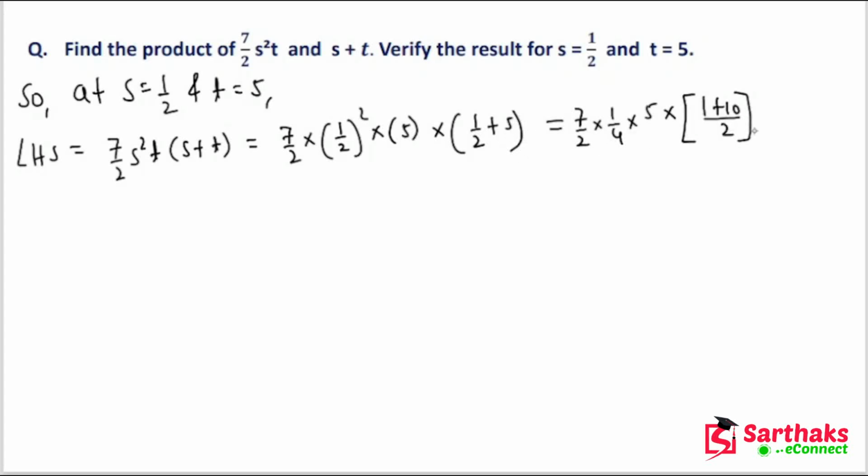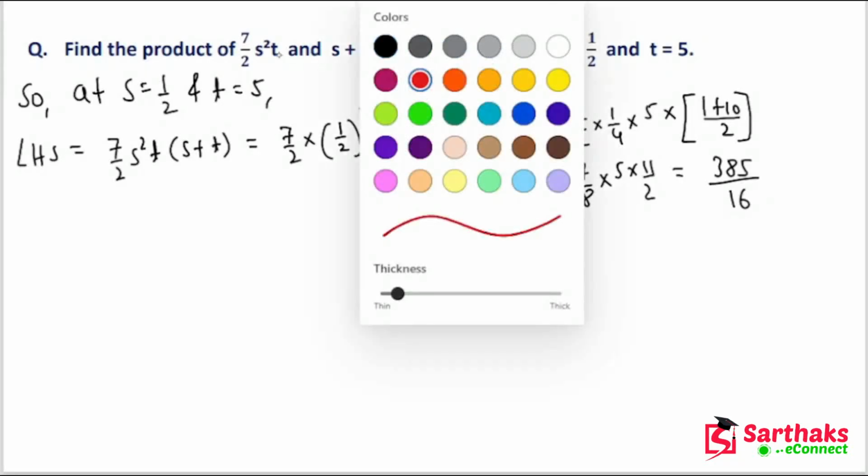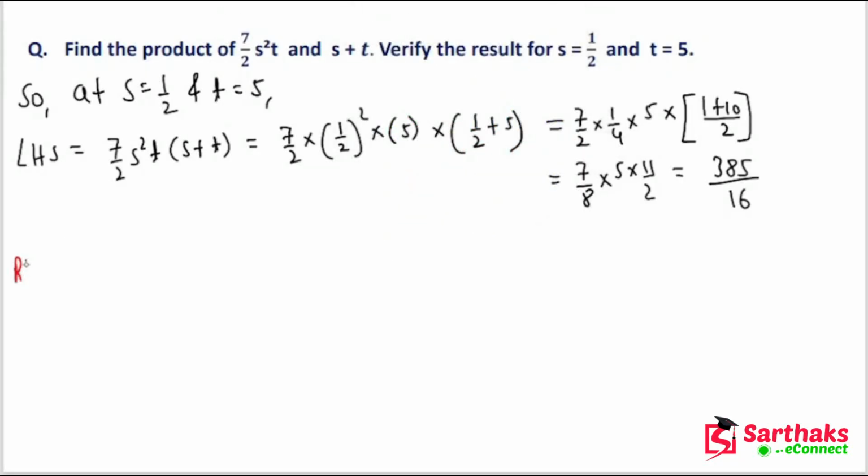So if we take LCM, it would be like this, which is nothing but 7 upon 8, right, into 5 into 11 upon 2, and if you multiply the numerators, you will get 385. 8 into 2 would be 16. Okay, nothing is common, so we cannot cancel out anything. So this is LHS. Let us talk about RHS at the same values.